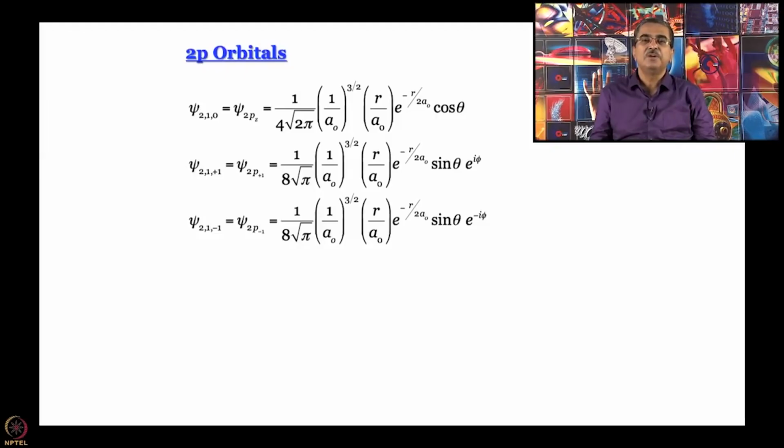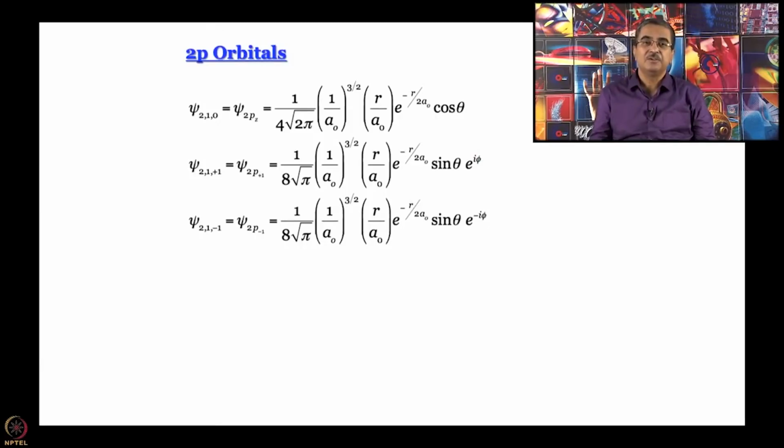Now, we come to a peculiar problem. We have handled 2pz. The moment we try to go to the other two orbitals for m equal to +1 and m equal to -1, we encounter the problem that we have e to the power i phi and e to the power minus i phi there. Remember, the phi part of the wave function is e to the power i m phi. Here m can take up values of +1 and -1. How am I supposed to draw it as a real surface?